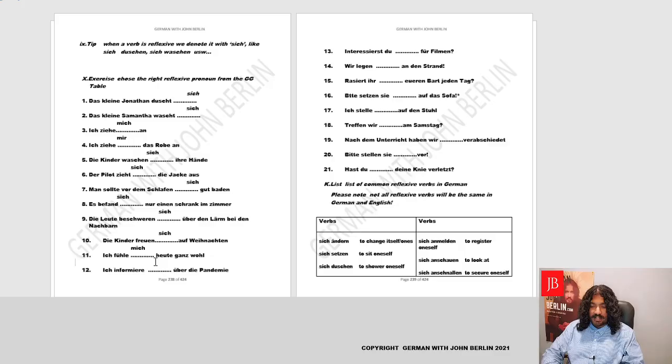Ich informiere das über die Pandemie. I inform. Whom do I inform? Myself about the pandemic. So mich. Yeah. Interessierst du dich für Filmen? Do you interest yourself for movies? So it's like interessierst du dich für Filmen? Yes. Fantastic. So whenever there is basically a preposition or stuff, then you need to have a look accordingly.